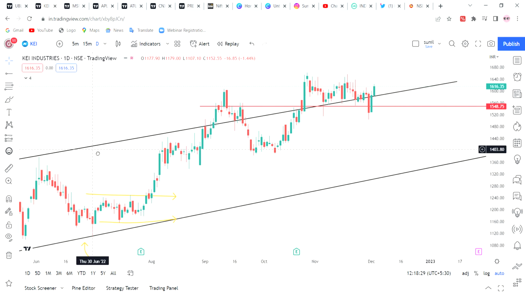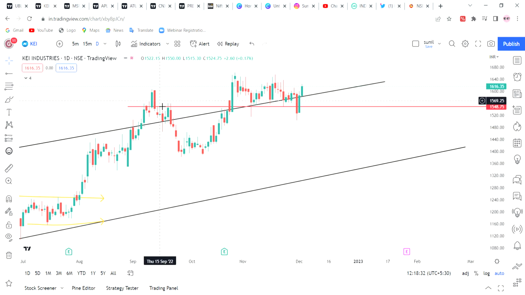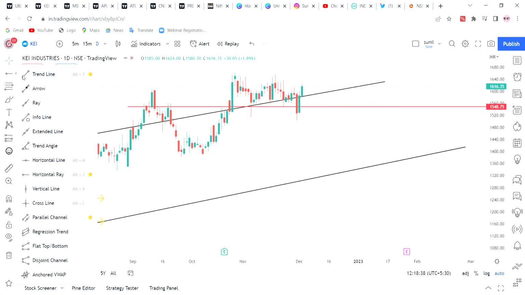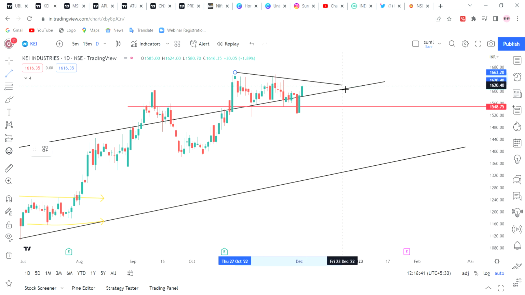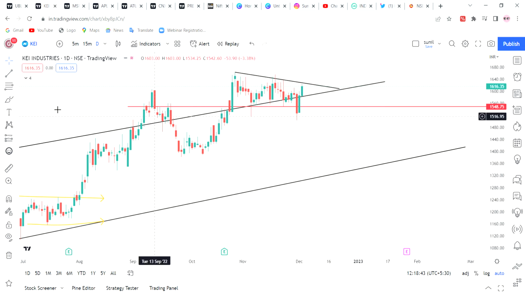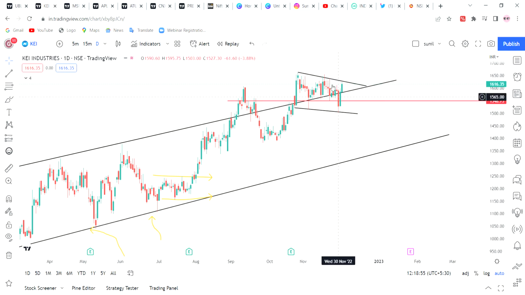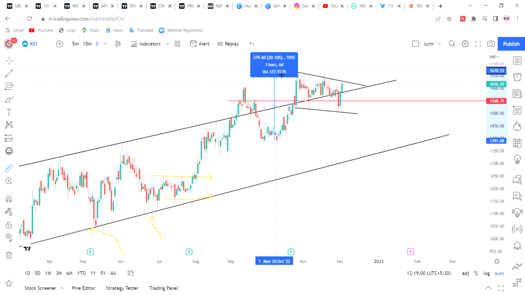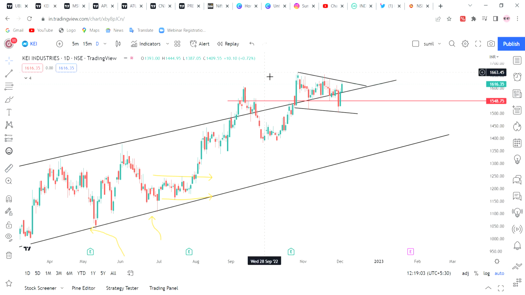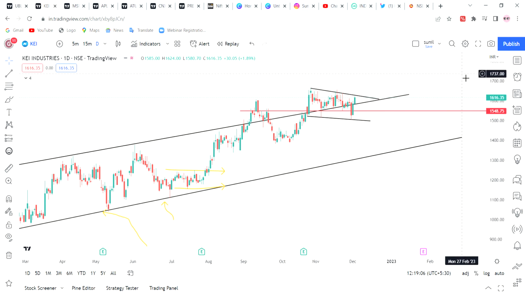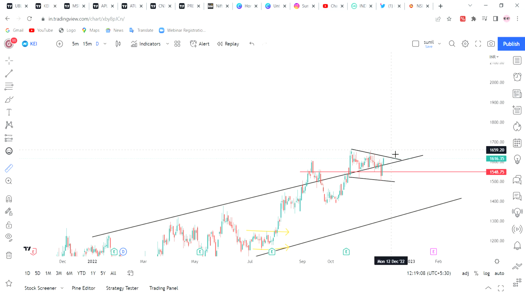See, this is the weekly support, 1548. And see here, we can draw like this. Yeah, this is a flag type pattern. How many of you know the bullish flag pattern? After this breakout, the target will be the length of the pole, that is around 20%. So after this breakout, we can keep our targets around 20%.